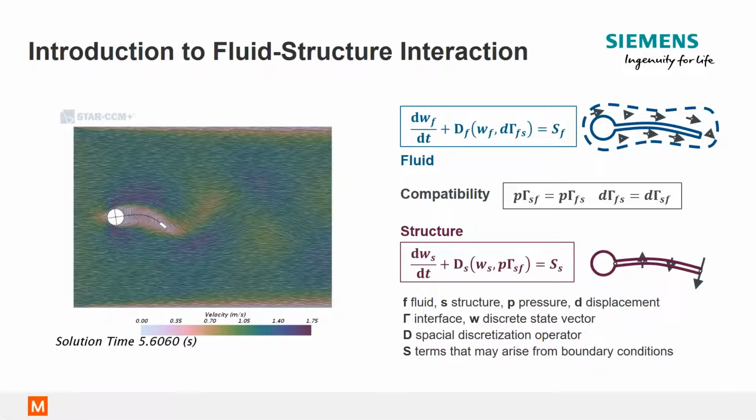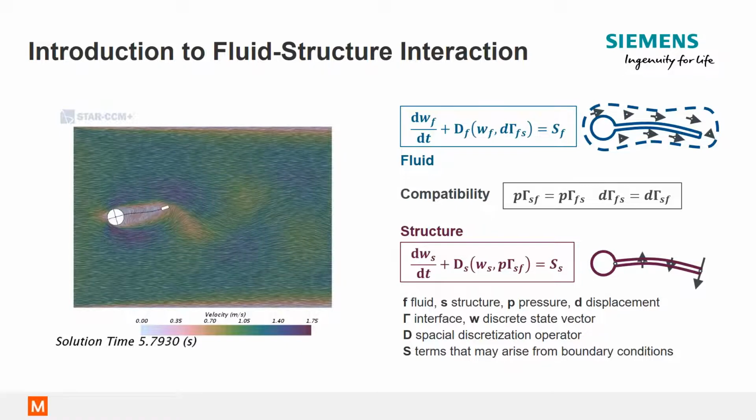I hope you can see my screen. So let's begin. The fluid structure coupling describes a class of problems where the state of the fluid domain depends on the state of the structure domain and vice versa. Mathematically, FSI is a surface coupled problem. Let's look at its formulation.